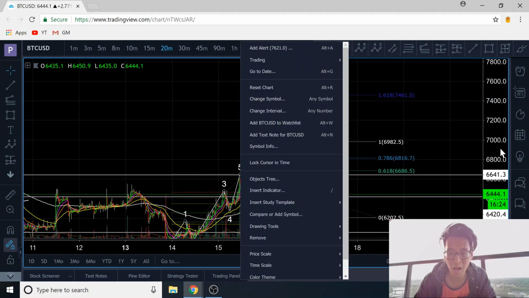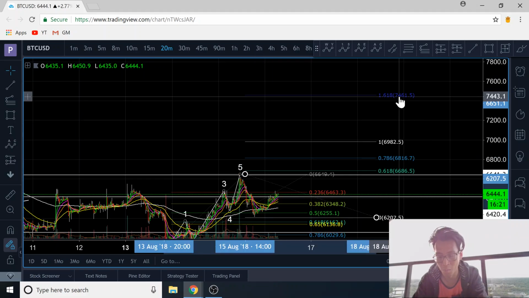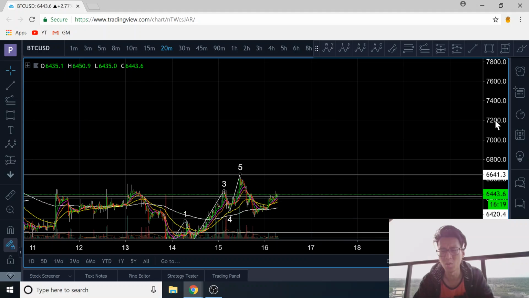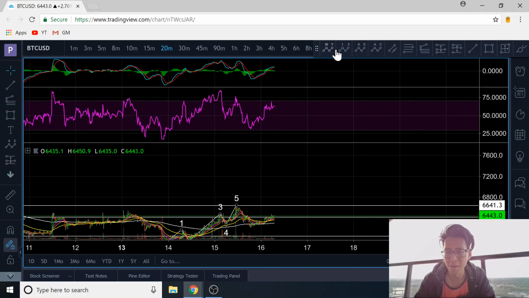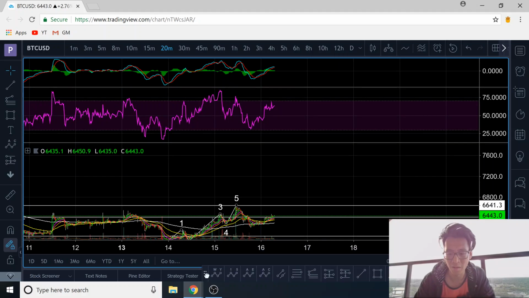Okay, so no more Elliott wave analysis. Let's go on to different types of analysis right now. Let's do RSI analysis. Okay, guys? I'm a big fan of RSI analysis, as you guys know. It's kind of my favorite tool.